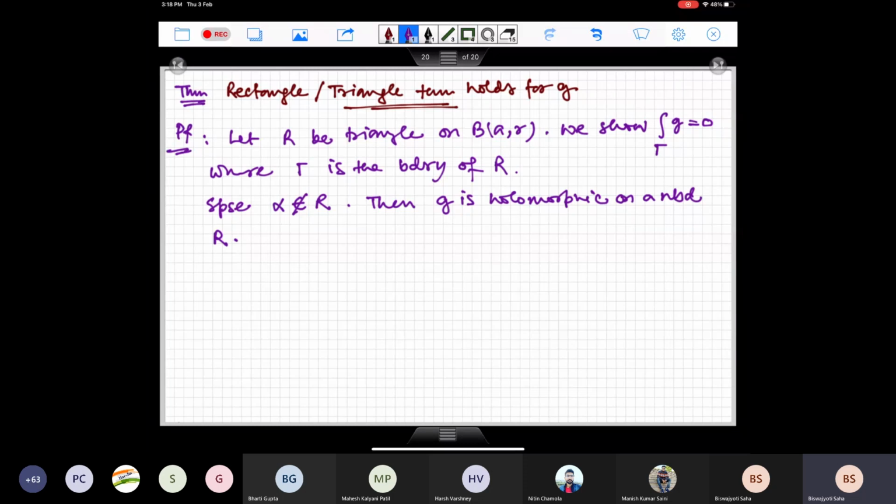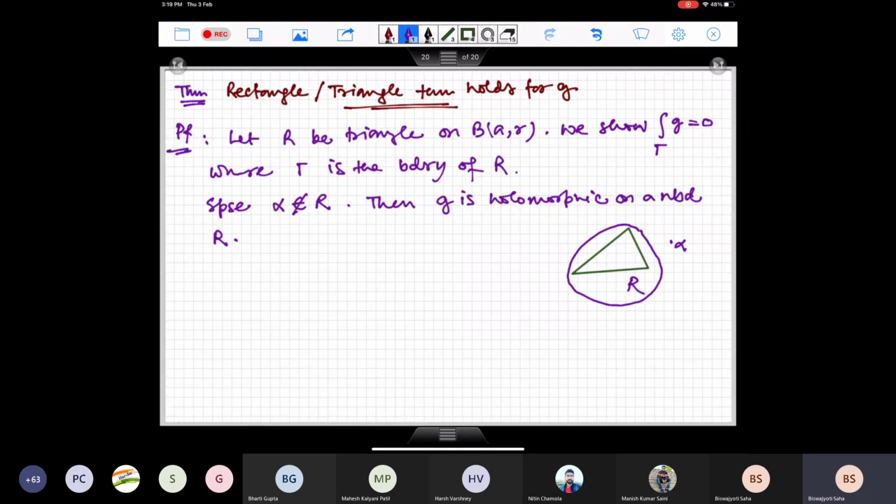Can I say this? Tell me if you agree. The picture should be something like this: I have a rectangle like this, let's say this is my R, and my alpha is somewhere away. I will be able to have some small open neighborhood around R, need not be a ball, where my function g is going to be holomorphic. Because R is a compact set, I can do this. Yeah. Okay, so is it clear?